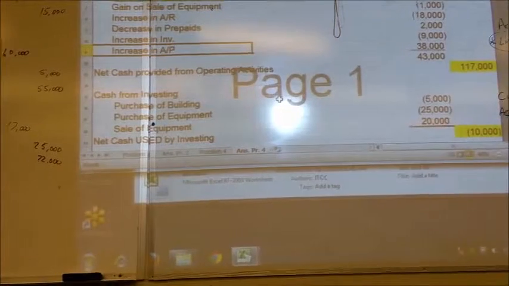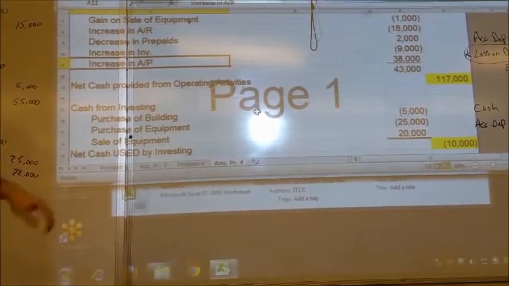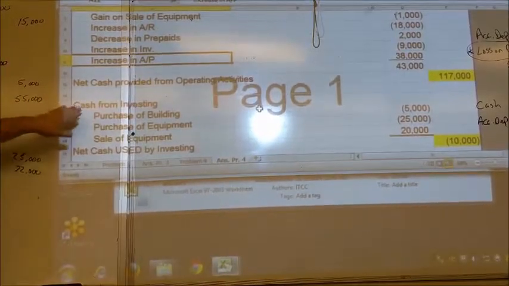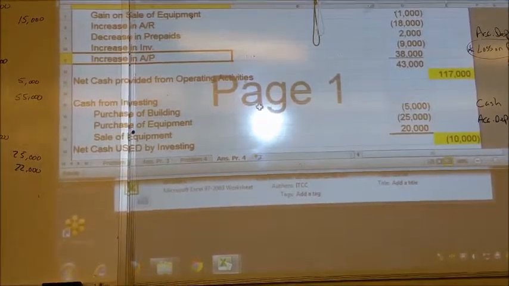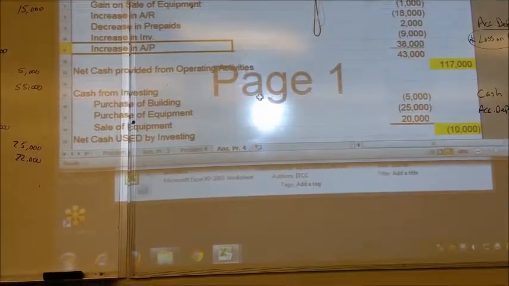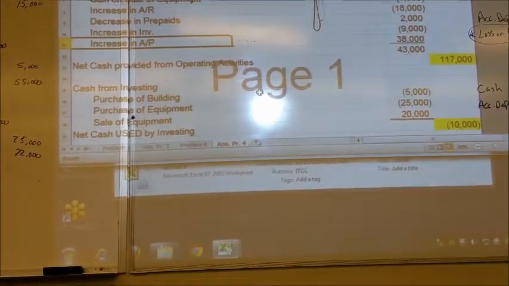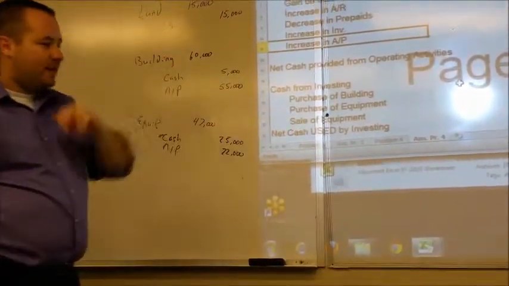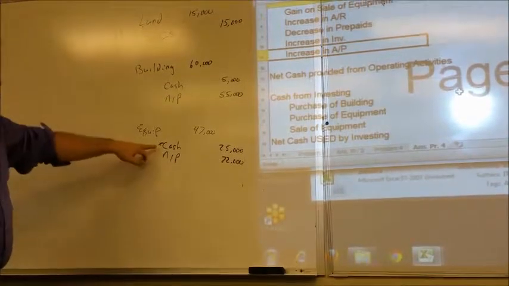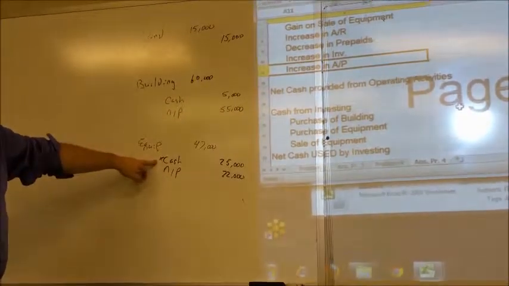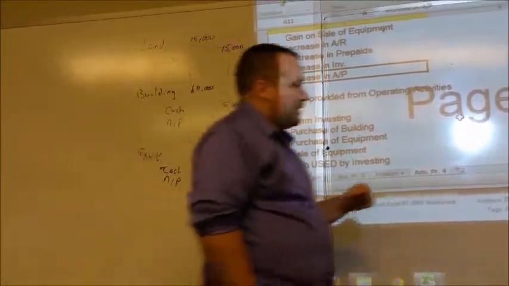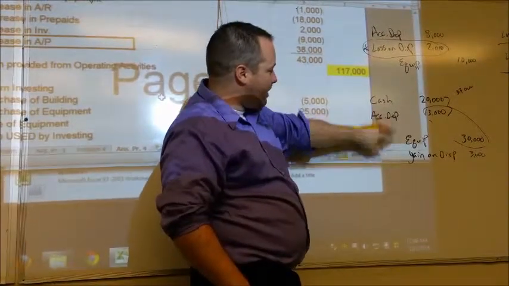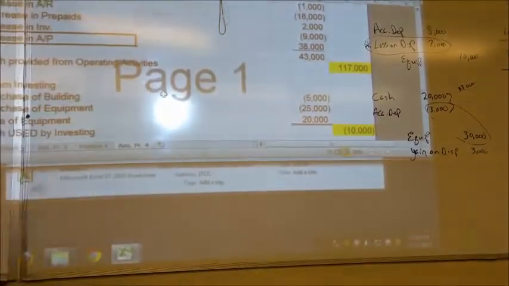Now the investing section, I had all of those items listed out on my balance sheet, so when I go to the building, I know not to put $60,000 because only 5 of it went to the building via cash. And I look at the equipment and I only had 2 items that involved cash. I had a payment when I purchased the equipment. This one didn't have any cash. And then I had some money coming in when I sold equipment of $20,000.